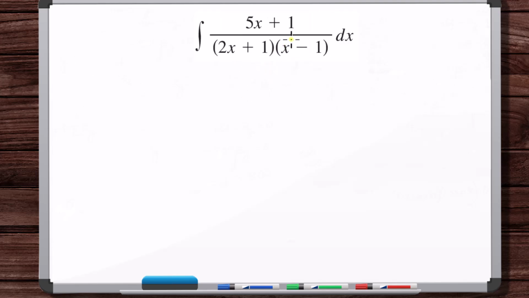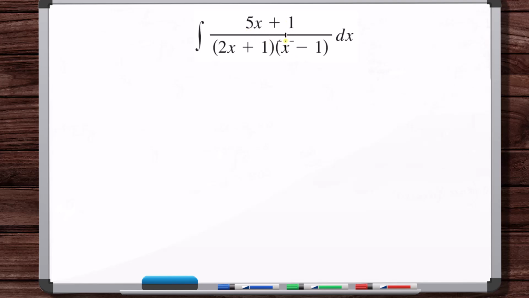Okay, so we've got a rational function here, and the denominator is already factored for us, which is nice. So we want to do the partial fraction decomposition. Polynomial in the numerator, polynomial in the denominator. First step, check is the order of the numerator greater than or equal to the order of the denominator. In this case, it's not. The order of the denominator is 2. The order of the numerator is 1.